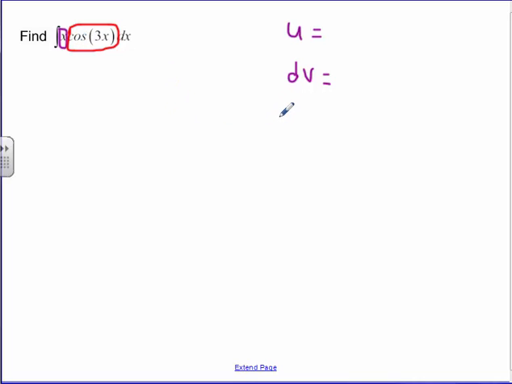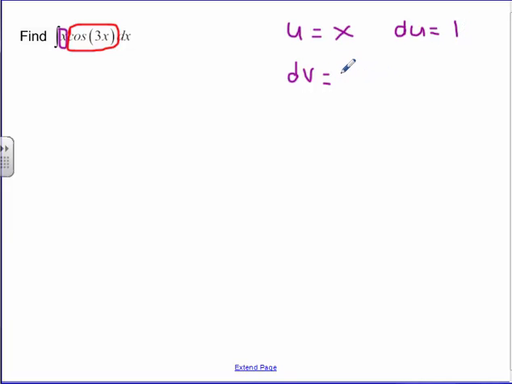Now, usually the general idea is that you want to pick the thing that's easy to derive, and hopefully it even turns into a constant term. That's what you want to be the u. So I'm actually going to make x be my u. The reason why is that when I want to find du, that's going to be 1. That makes a lot of sense, because then when I need the derived part of it, that's a 1.